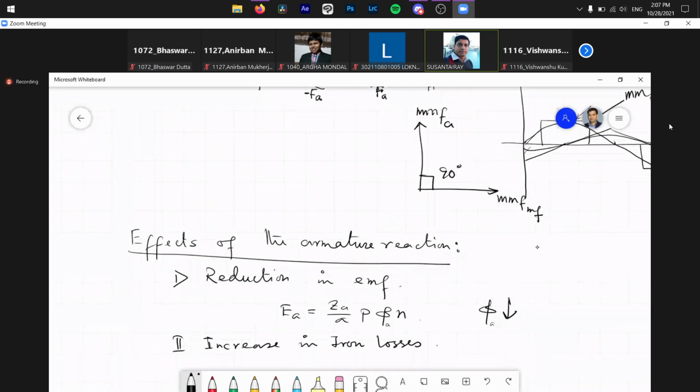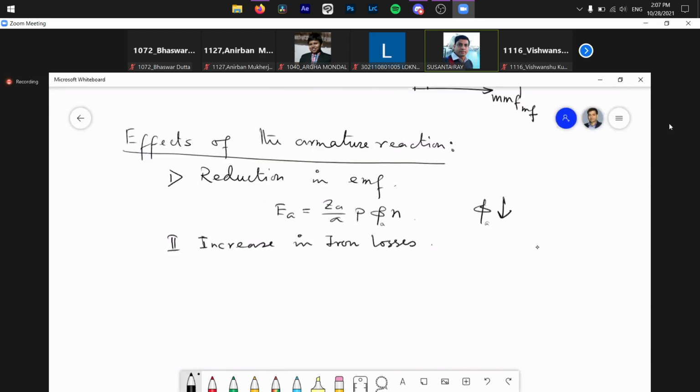Now, to understand that, we should know on which the iron losses generally depend. Can you remember? I think in transformer you have studied that. It depends on the flux density and frequency. So the eddy current loss and hysteresis loss both depend on the frequency and the flux density.